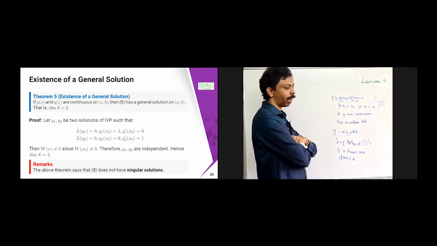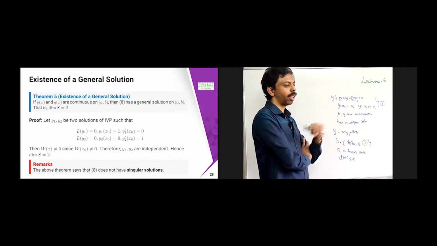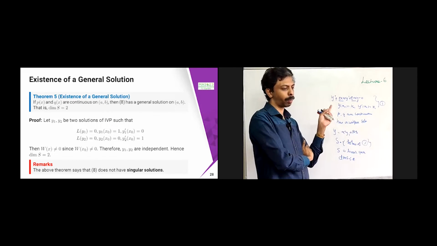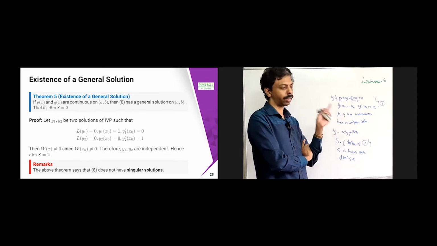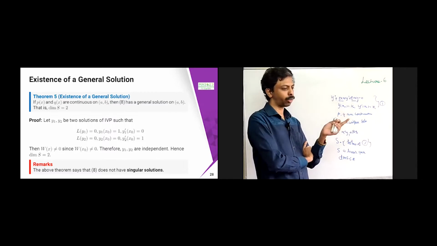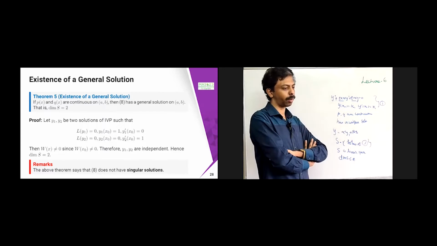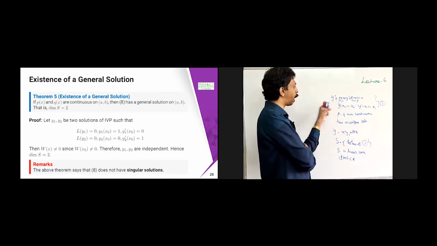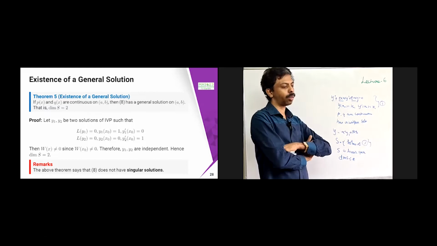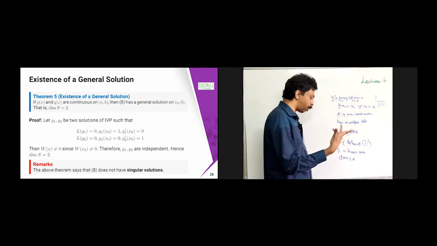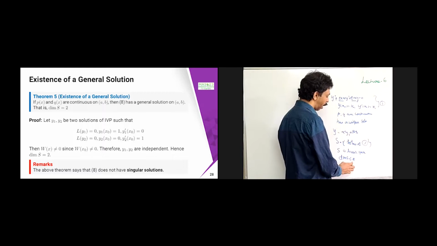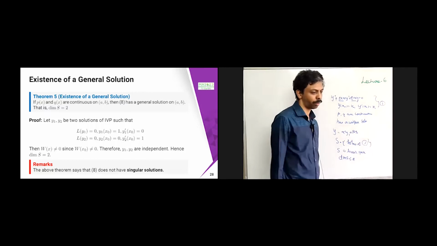So if p of x and q of x are continuous, then by the previous theorem, theorem number 3, we get existence and uniqueness. The last theorem talks about linear independence and linear dependence. So combining these two theorems, we can say that this problem has a general solution, and also that the dimension of S is not less than or equal to 2, it is going to be exactly 2. That's what we are going to do.